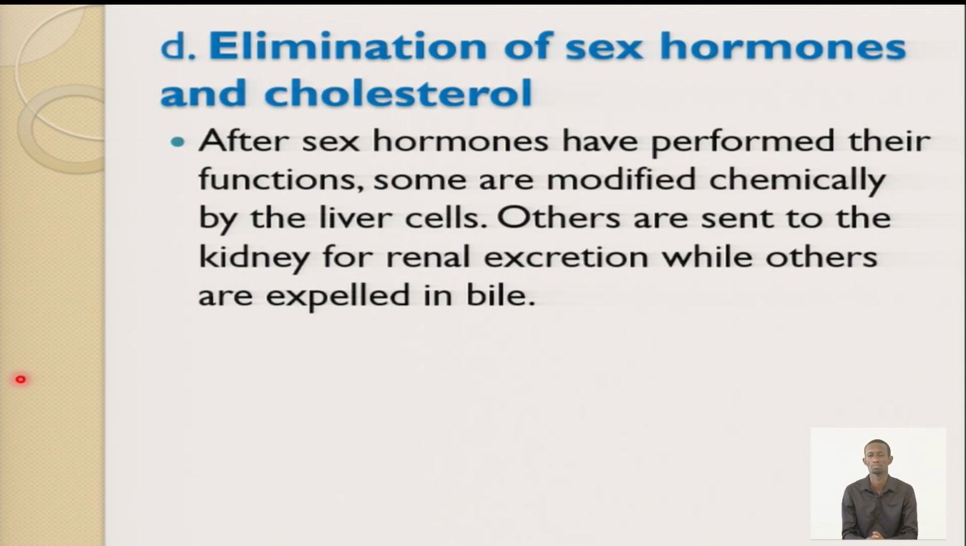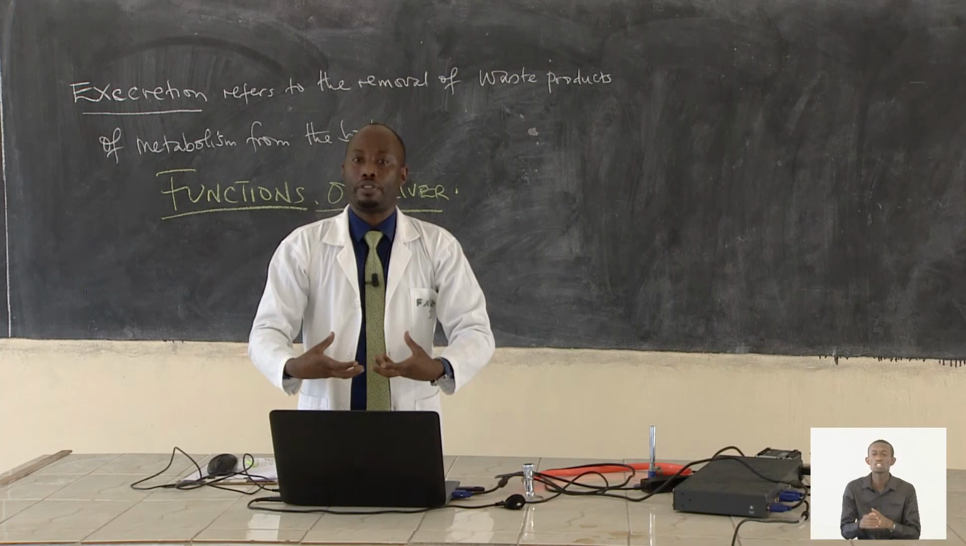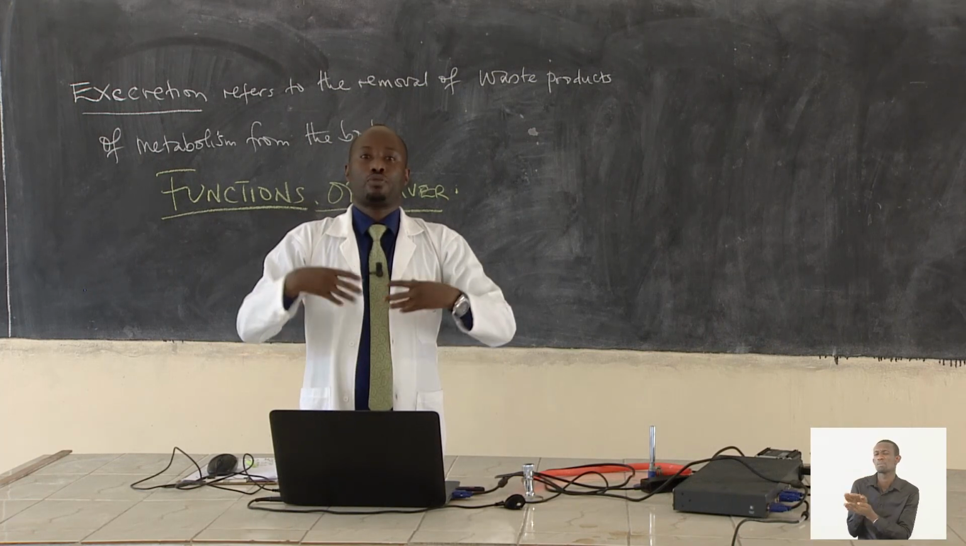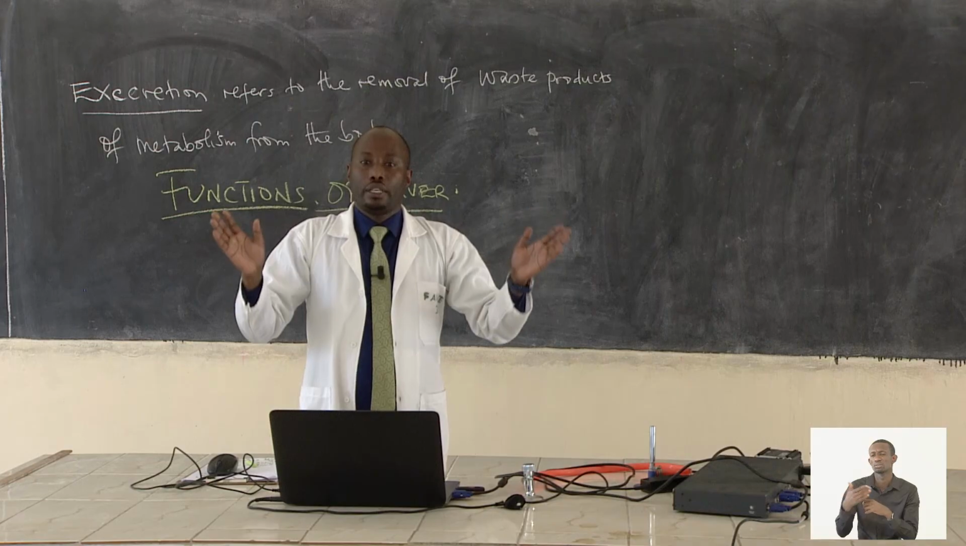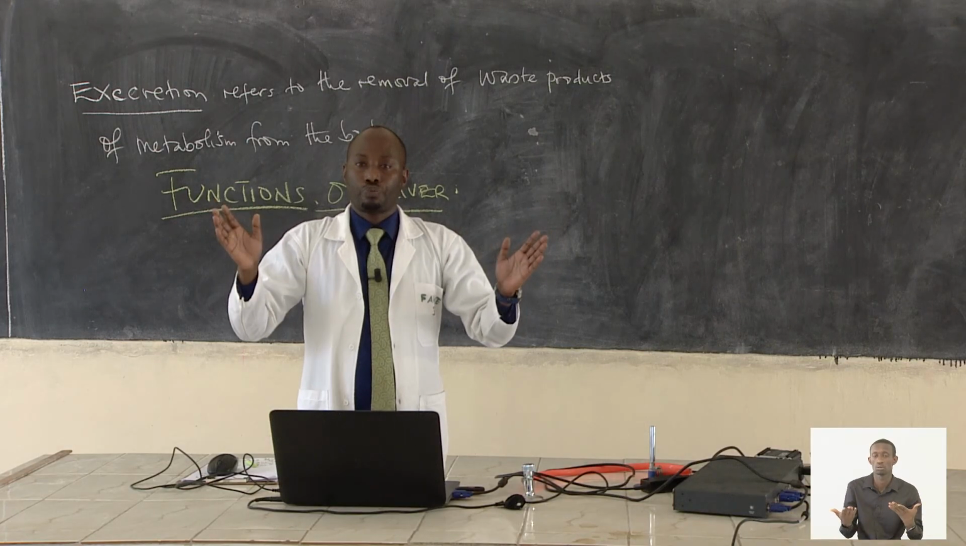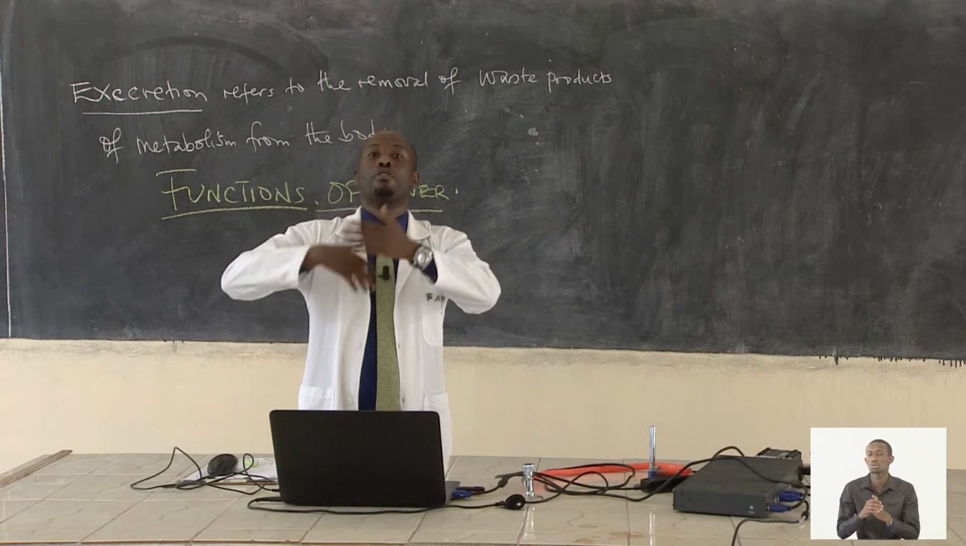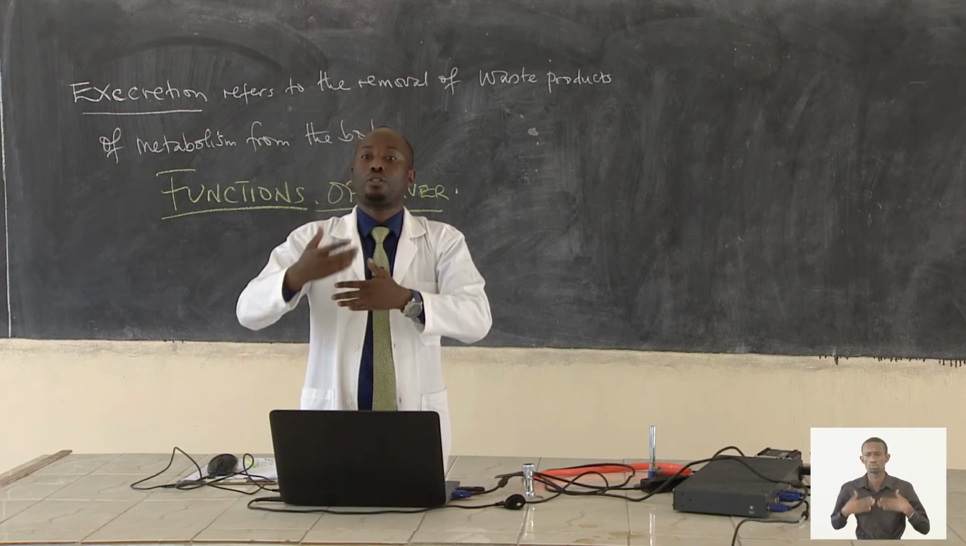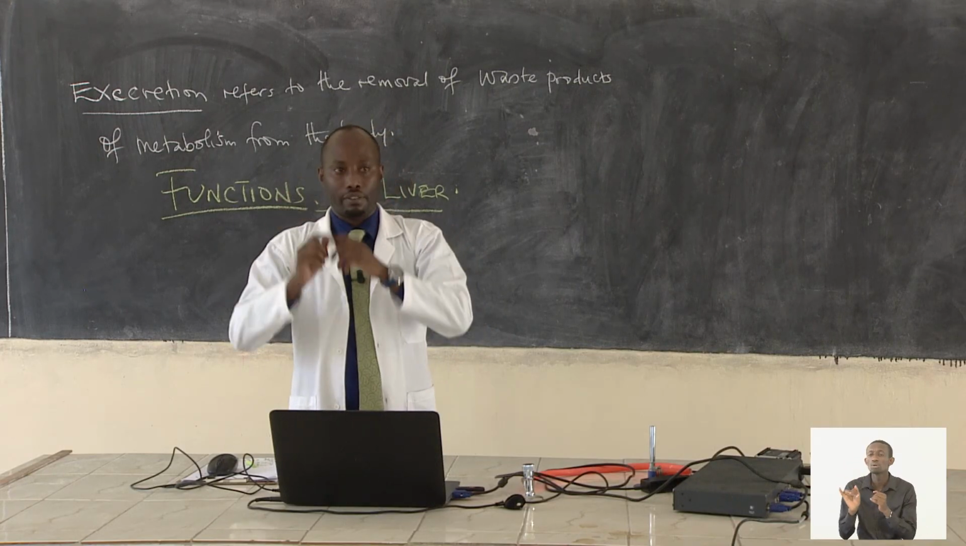We have another one which is called elimination of what we call sex hormones and cholesterol. We know that sex hormones have to be released from our body, because once these sex hormones are manufactured in our reproductive organs, and stored in the epididymis for temporary storage, or in the ovaries, they have to be removed from the body. How will it be removed from the body? It is done by the liver.